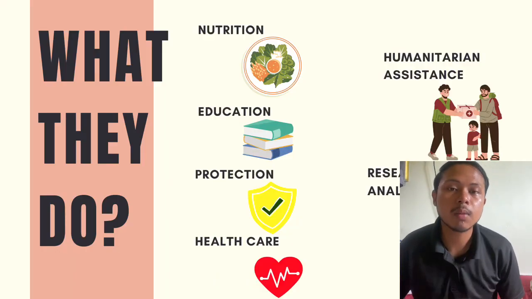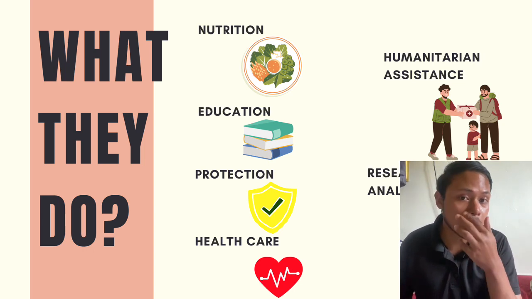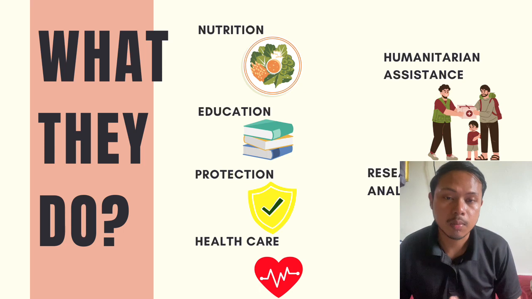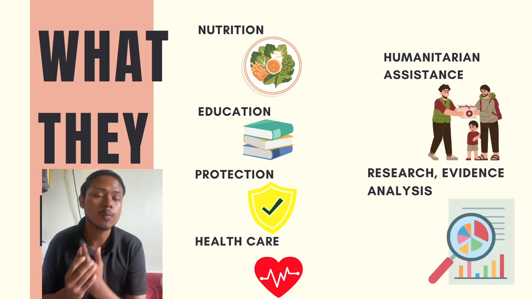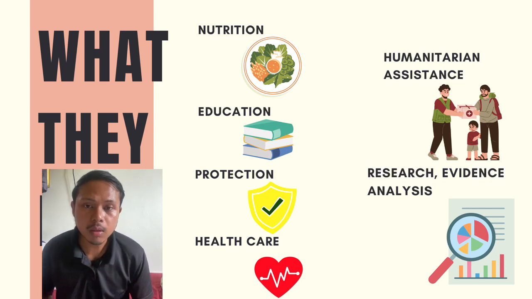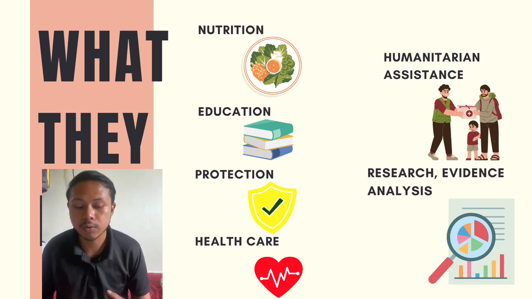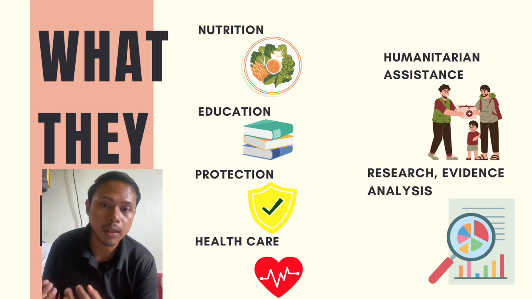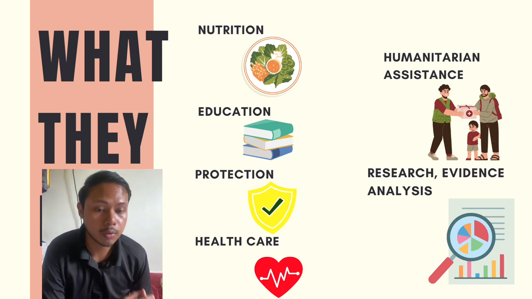Before we go deeper, we must know what UNICEF does. There are many things that UNICEF does, but we will cover the important aspects: nutrition, education, protection, healthcare, humanitarian assistance, and research, evidence, and analysis. In the aspect of nutrition, UNICEF works to improve children's nutrition, especially in locations where children don't get proper food. They also want to prevent malnutrition.